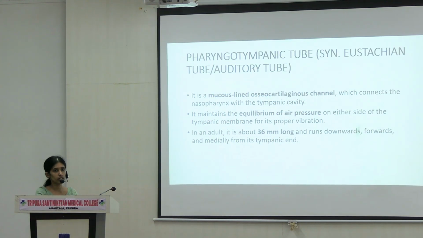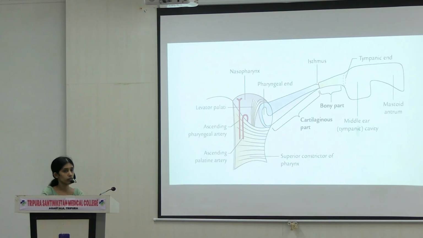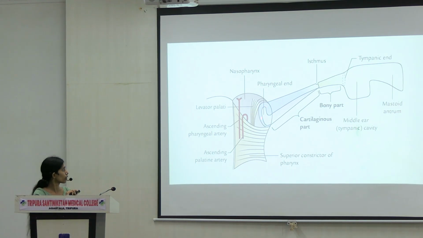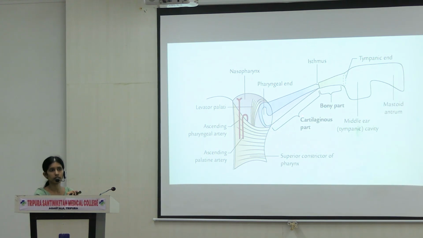The next topic is the auditory tube. So where can we see the auditory tube? In this figure, the blue part and the yellow part represent your auditory tube. It connects your middle ear and your nasopharynx. So the auditory tube is a tubular structure that connects your middle ear cavity and also your nasopharynx.